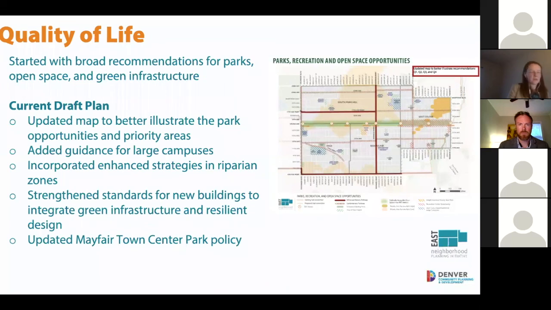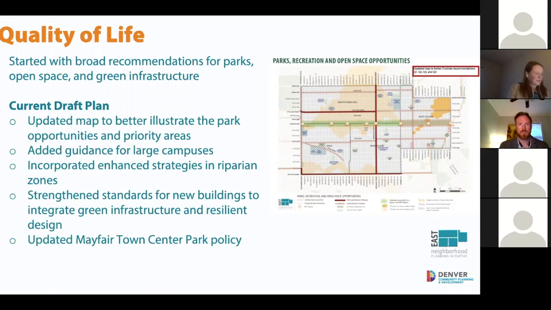This includes large campuses, and you'll see on that map there that's in the plan, the orange areas are places that lack walkable park today. So those are really places that we should be looking for opportunities in the future to add new parks. We've incorporated strategies in riparian zones. This is kind of our historic waterways and ways that we can take advantage of those historic patterns. And we've added recommendations for new buildings to update standards for green infrastructure and resilient design.